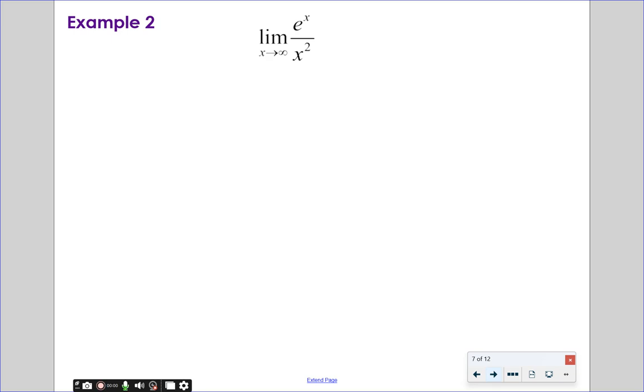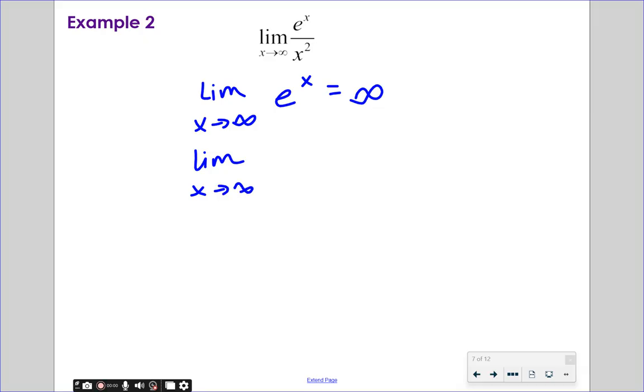Some of you were like, I don't know if this is top heavy, bottom heavy, or equal. Well, let's use L'Hopital's rule. By the way, you could write equals infinity and be done. But if you're not sure, let's see what happens when we apply L'Hopital's rule. e to the x equals infinity. x squared equals infinity. Okay, so now we can do L'Hopital's rule.